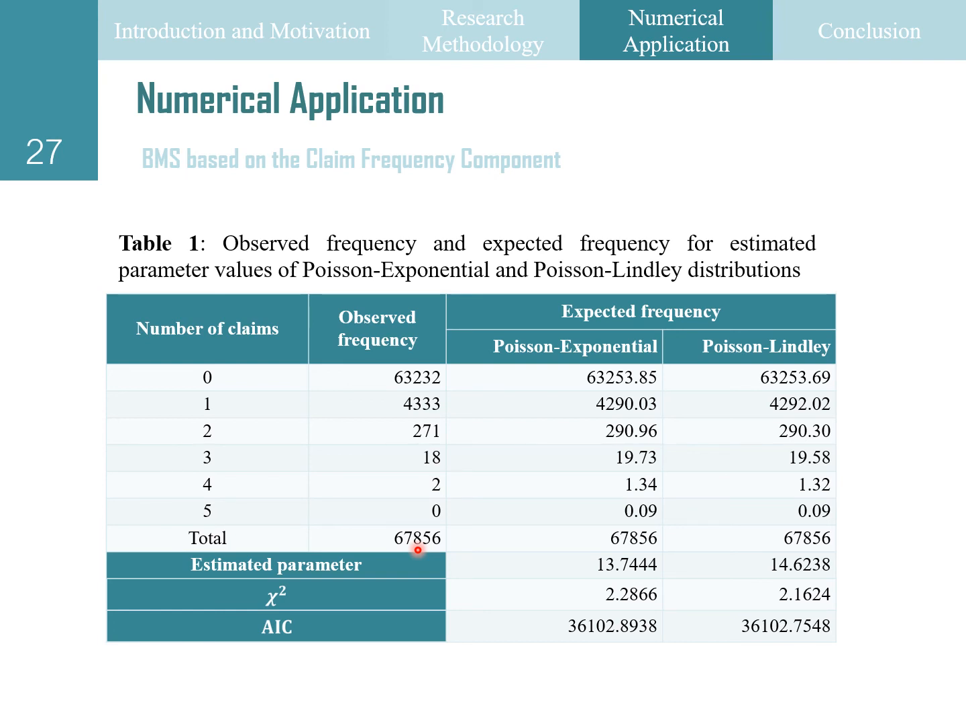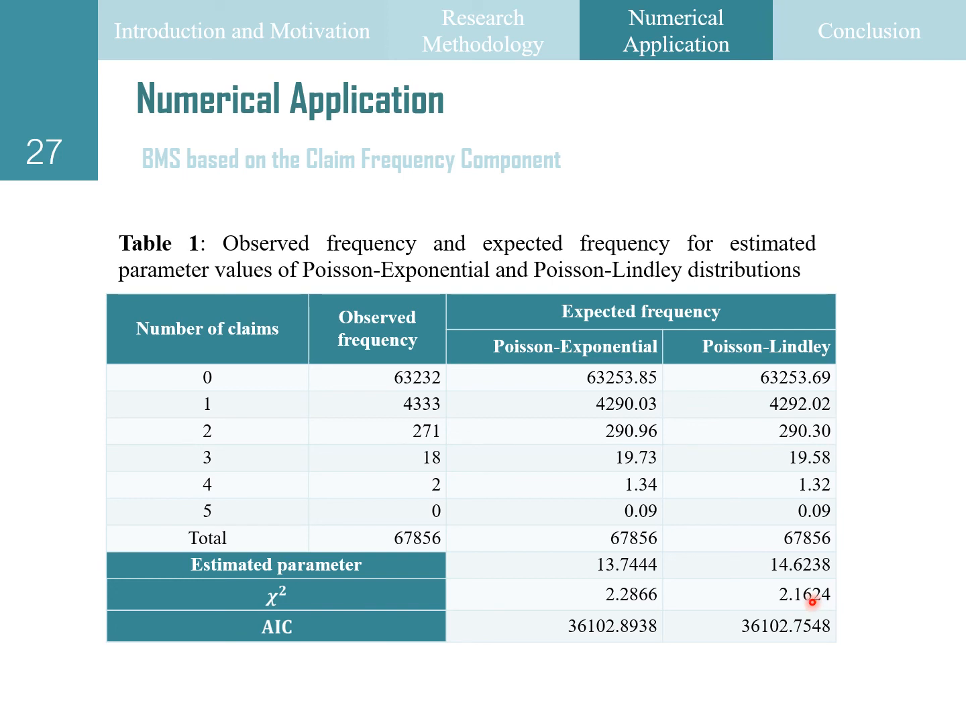First of all, I will provide the result of the bonus malus system based on the claim frequency component. Claim frequency distribution is modeled by the Poisson-Lindley distribution introduced in this study. The maximum likelihood estimator of the parameter of the Poisson-Lindley distribution is like this, with the chi-square goodness of fit test equal to like this.